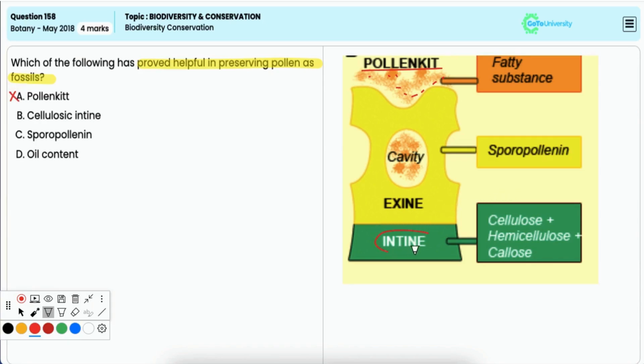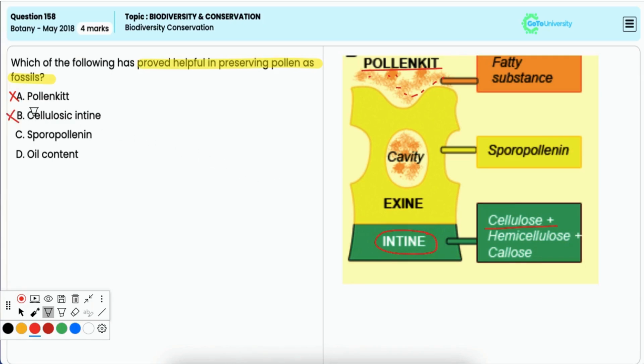Option B, cellulosic intine. It is also incorrect because intine, which is the inner layer of the pollen wall, is composed of cellulose and pectin, and it is not used in fossil preservation.